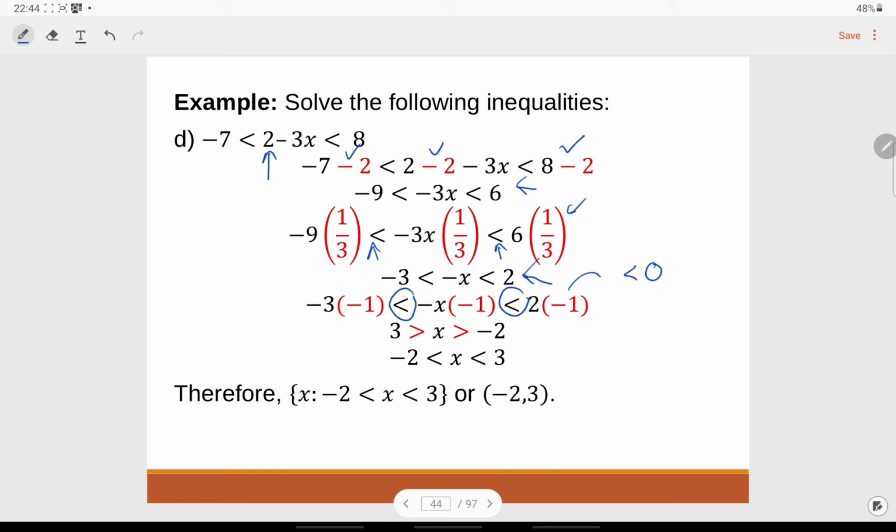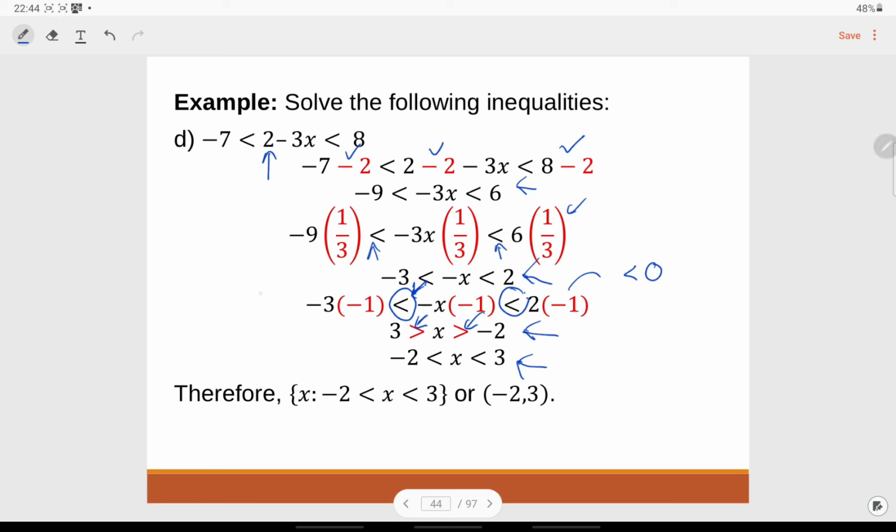For this one, originally it is greater than, so it becomes less than. Same goes with this one. Originally it is less than, so it becomes greater than. So x becomes this, and we can change to the standard form. So we have x is greater than negative 2 and less than 3 as the answer.